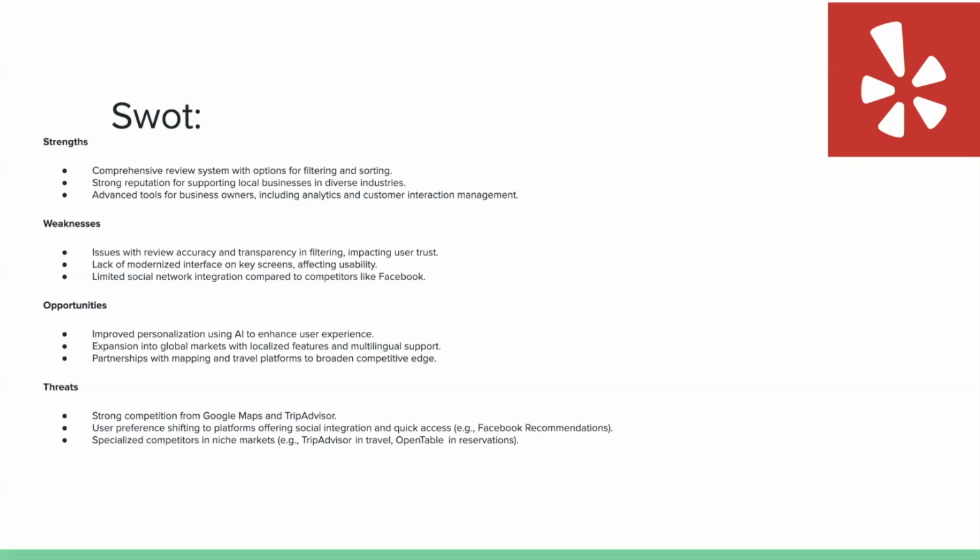Let's talk about some threats. Strong competition from Google Maps and TripAdvisor, user preference shifting to platforms offering social integration and quick access, for example, Facebook recommendations, and specialized competitors in niche markets, for example, TripAdvisor in travel and OpenTable in reservations.